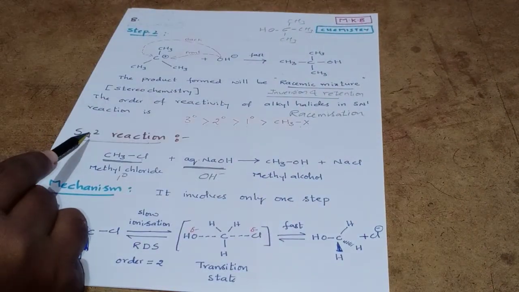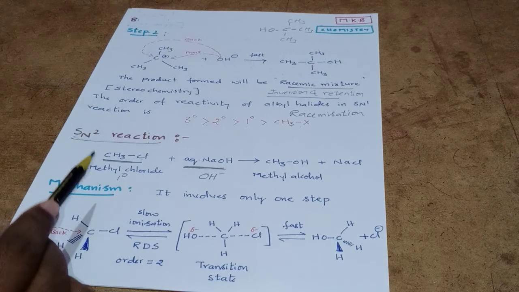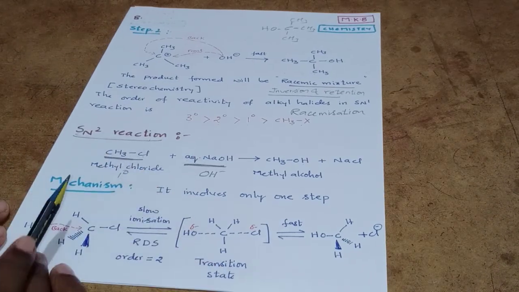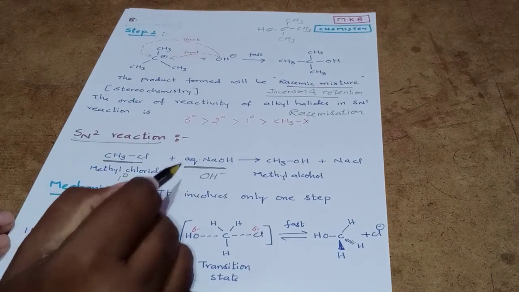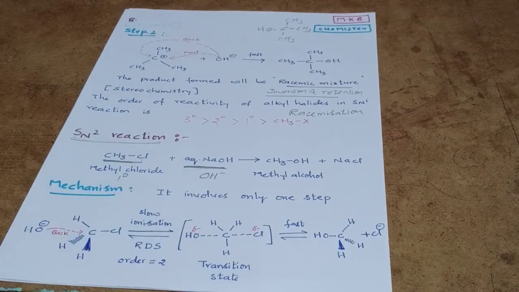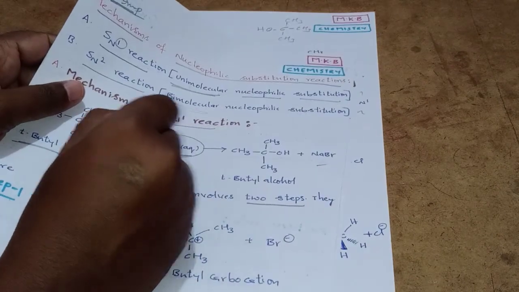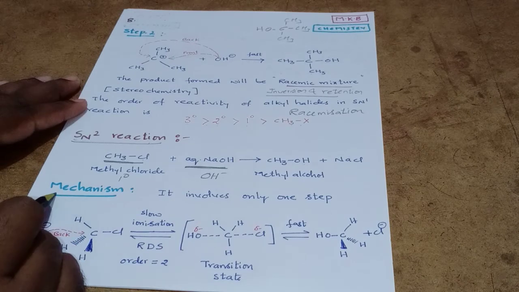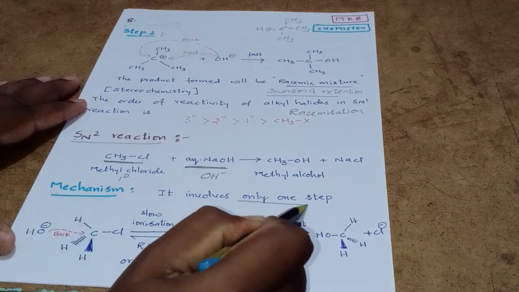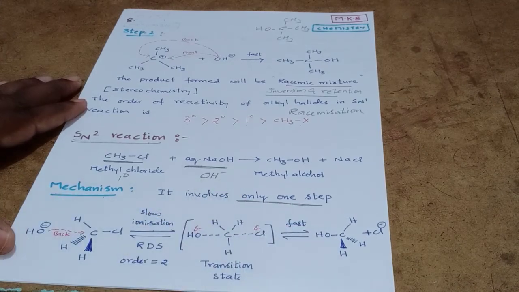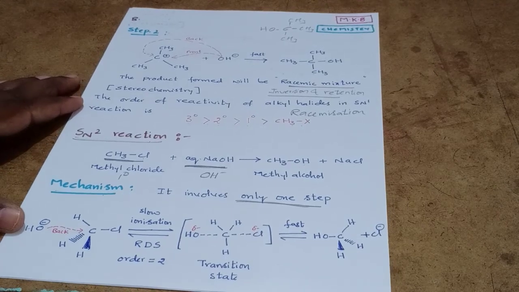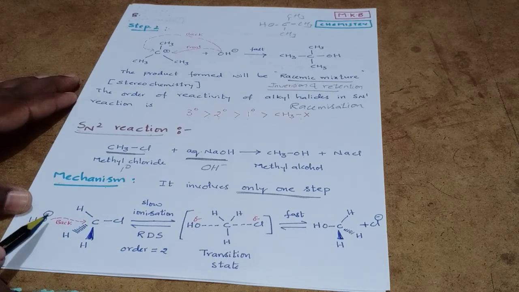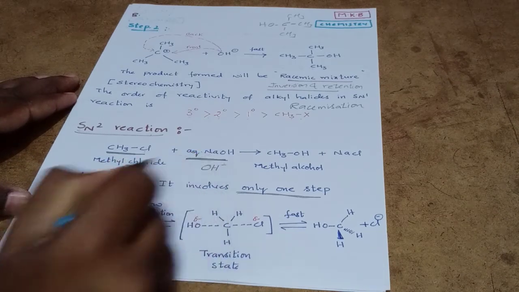In SN2 reaction, the primary alkyl halide will react. And how the mechanism follows, and why it is SN2 only. What does this 2 mean? 2 means bimolecular. Why we are using bimolecular: the mechanism involves only one step, whereas in SN1 it involves 2 steps. Right. In SN2 it involves only one step.